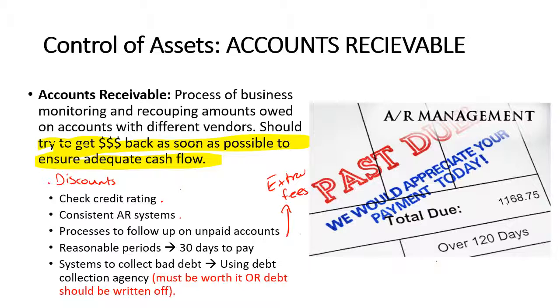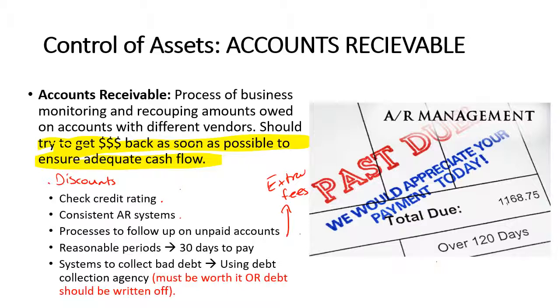So I have that system to deter my customers, my vendors, from paying back late, okay? Next one is reasonable periods. I need to have enough time for a business to pay it back, or there's no point having payment via accounts receivable. And the last one is systems to collect bad debt.